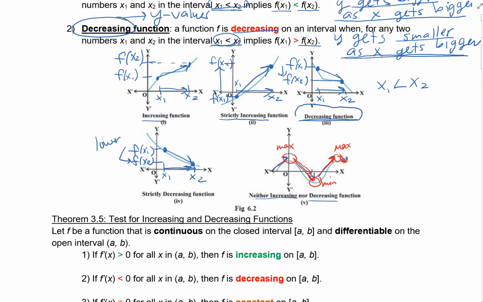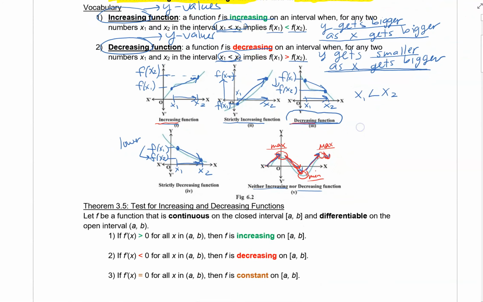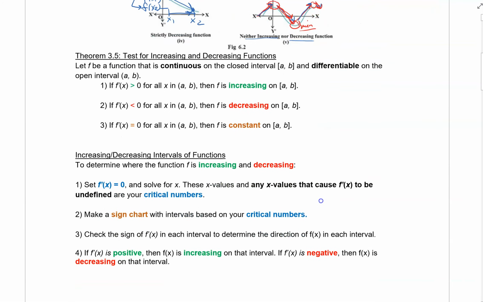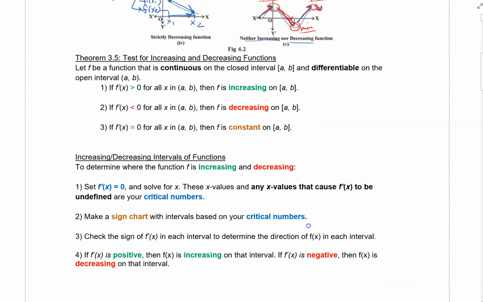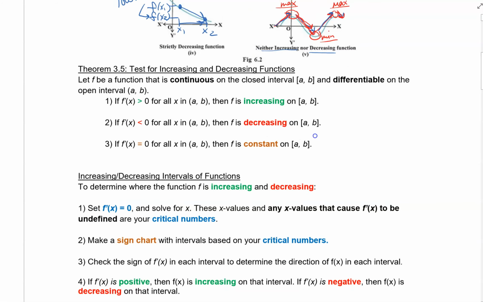So locating where a function increases and decreases, and specifically where it changes from one to the other, can help us find max and min values on the graph. So that's the connection between the two. So let's look at our steps, or actually just some facts about increasing and decreasing functions.